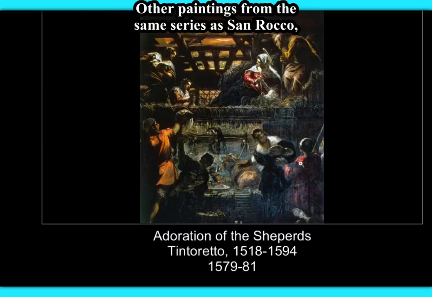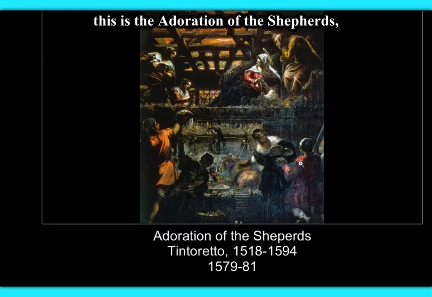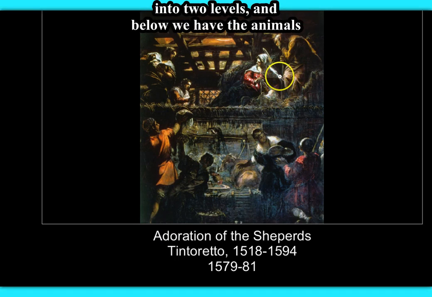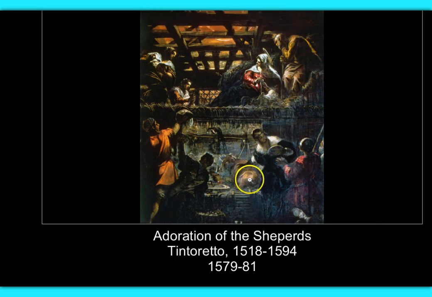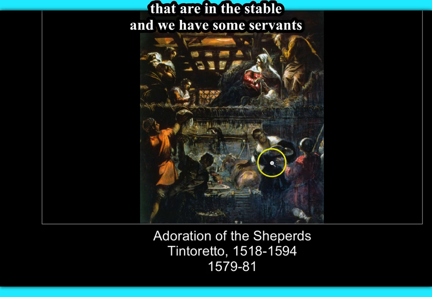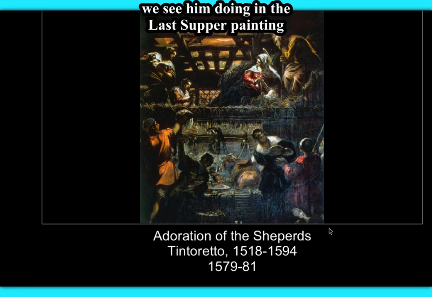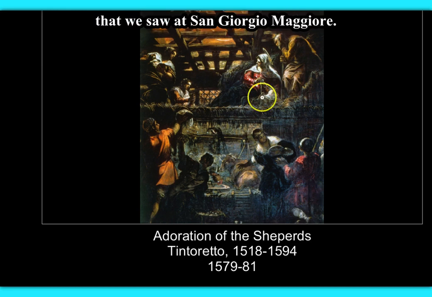Other paintings from the same series as San Rocco. This is the Adoration of the Shepherds. And this is one of the last paintings that Tintoretto does in this series. And what we see is that he's divided the scene up into two levels. And below we have the animals that are in the stable, and we have some servants that are helping out here, rather like what we see him doing in the Last Supper painting that we saw at San Giorgio Maggiore.